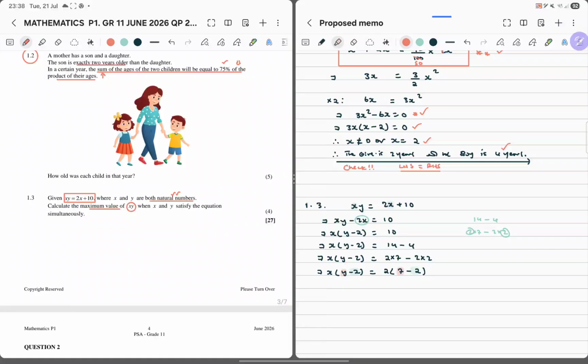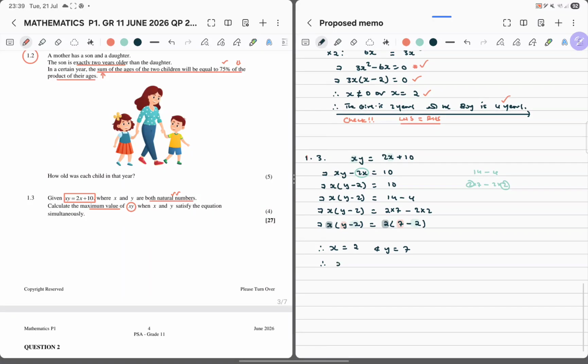We were told this is probably a good one because that's a natural number, 7. And we can see that x was the highest common factor because it was common, so x should essentially be this number. Again, that's a natural number. So we can say here, therefore, x is equal to 2, and y is equal to 7. Now we were supposed to find the maximum value of xy. We can say, therefore, xy is going to be 2 times 7, which is equal to 14.